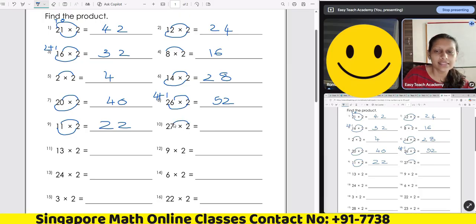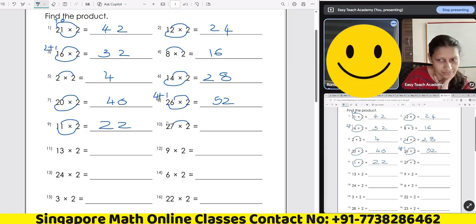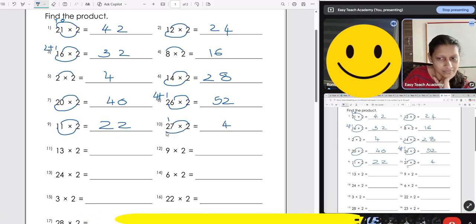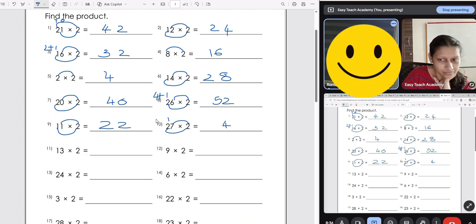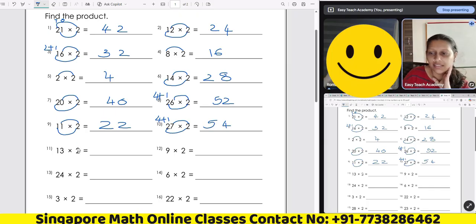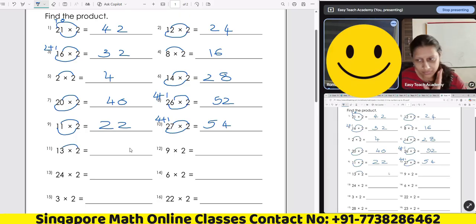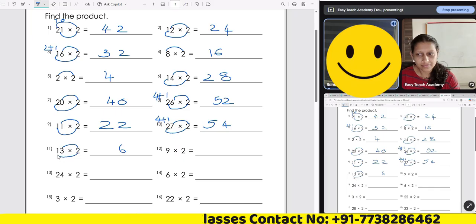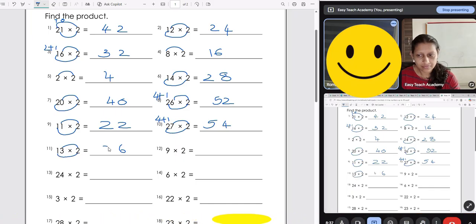Now you explain me the sum. 2 times 7 equals 14. Put 4 on the line and put 1 above 2. 2 times 2 equals 4. 4 plus 1 equals 5. So the answer is 54. Good girl. Next. 2 times 3 equals 6. 2 times 1 equals 2.